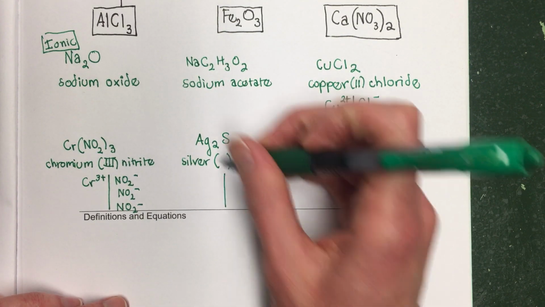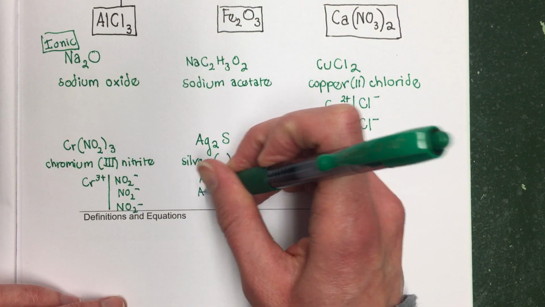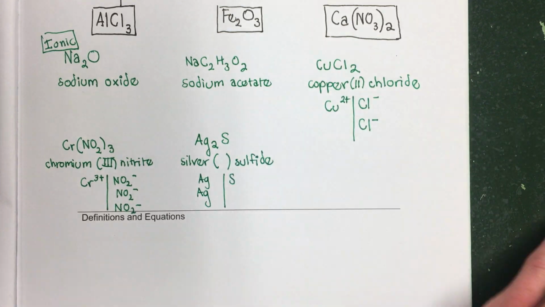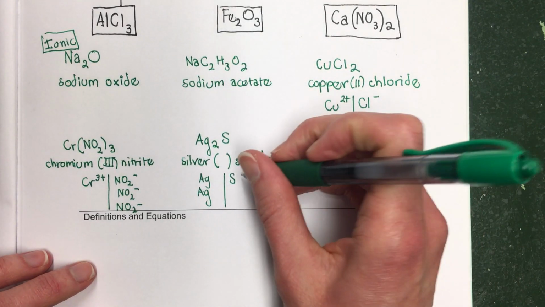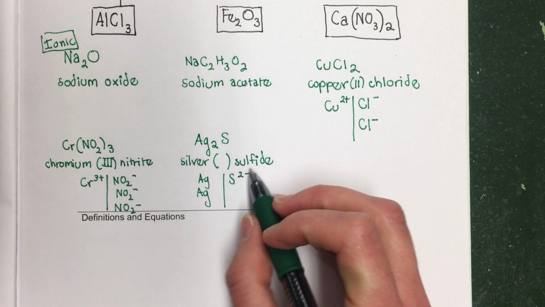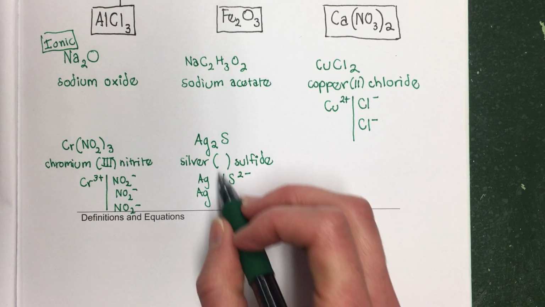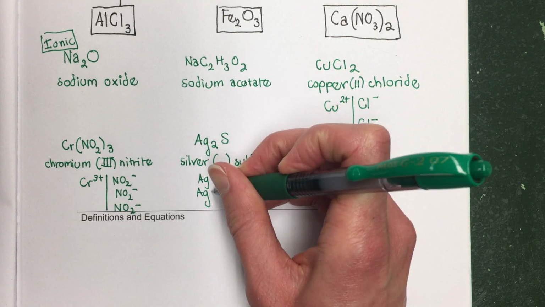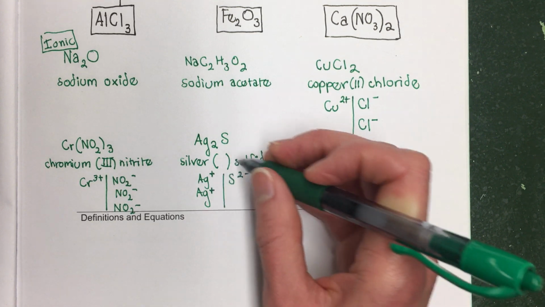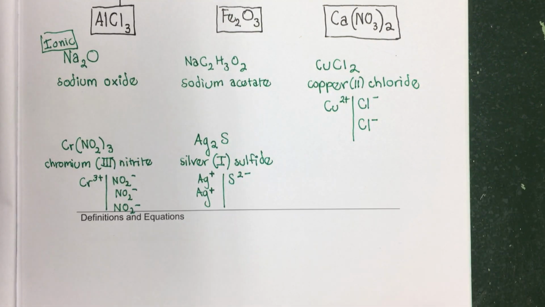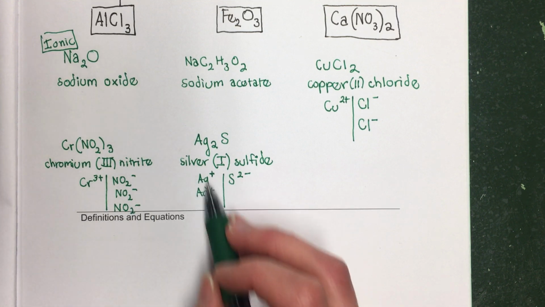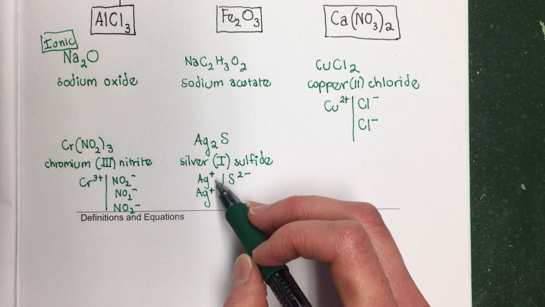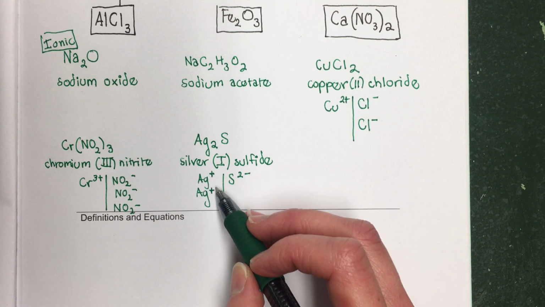And now to figure out the charges, I know there's 2 Ag this time, and there's just 1 S. So S is a -2. Since this side is -2, this side needs to add up to +2. That means each of these silvers needs to be a +1. And so it's going to be silver 1. Okay, that's a little tricky because there were 2 silvers. So the Roman numeral is the charge for 1 individual silver.